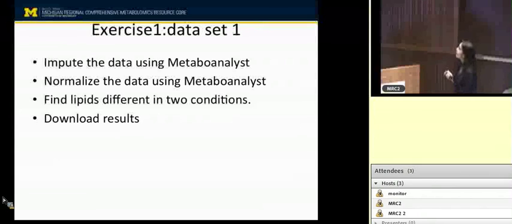So you can start with imputation and normalize the data using Metabolomics, find the lipids that are different in the two conditions, and just download the result. We'll revisit this exercise again and continue from there.